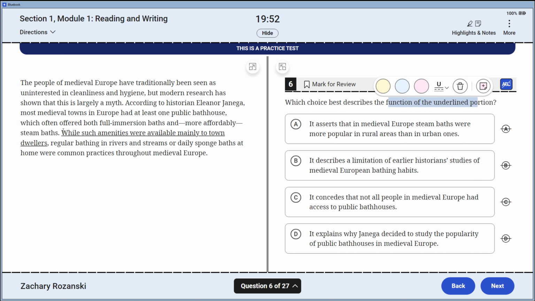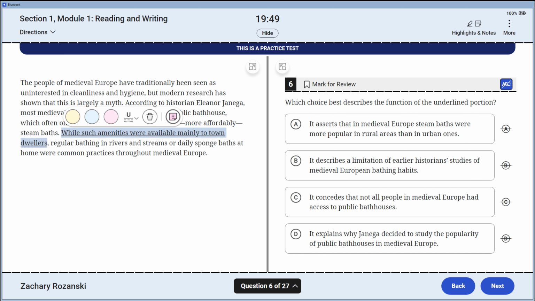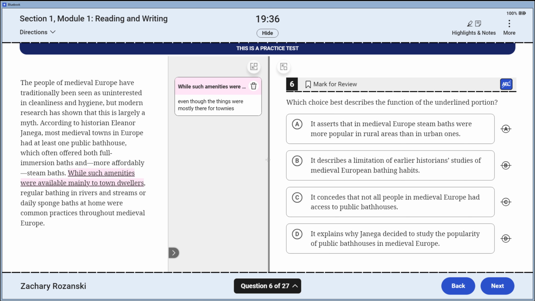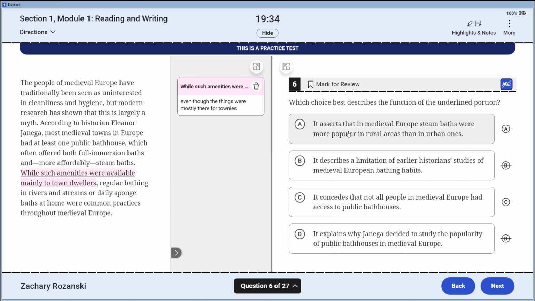What's the function of the underlined portion? What's the function of the underlined portion? "Even though the things were mostly there for townies." It seems to be that. I'm going to try to fight my fight before I start looking into the surrounding text. Does this assert that medieval European steam baths were most popular in rural areas rather than in urban ones? No. "For townies," that's just a liar about this sentence.